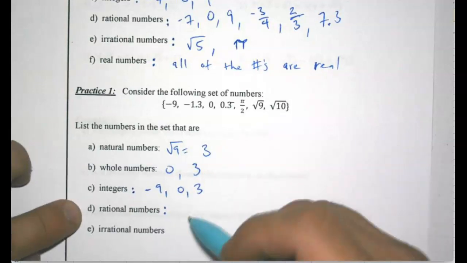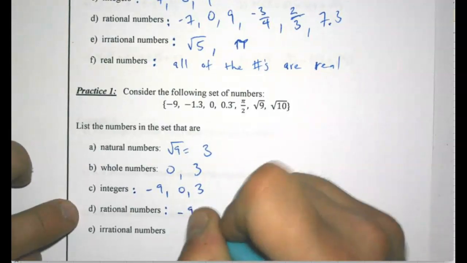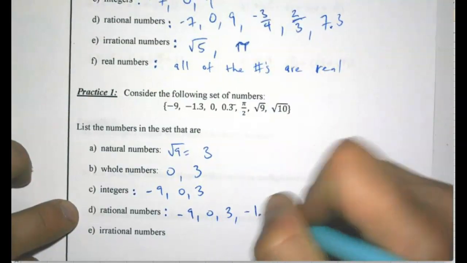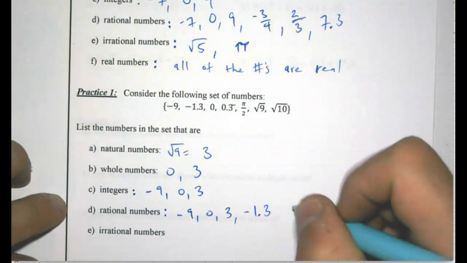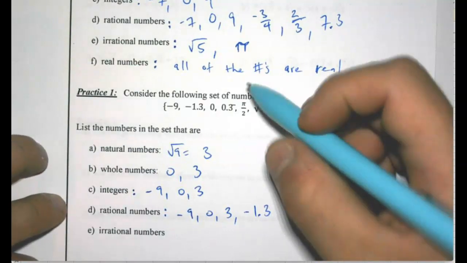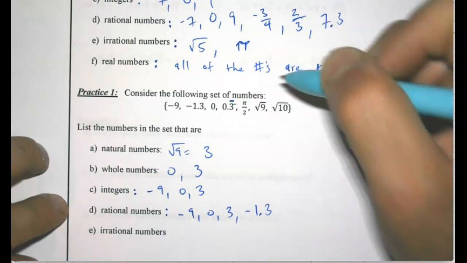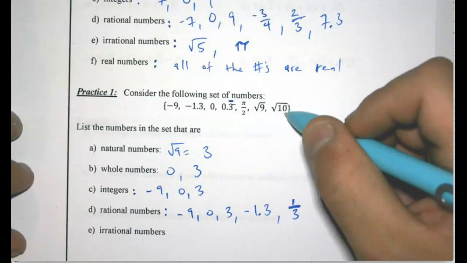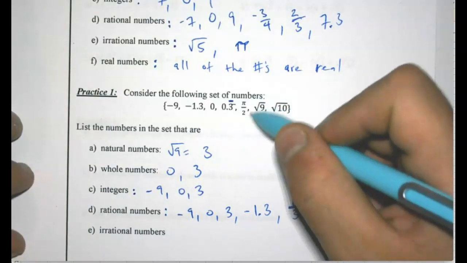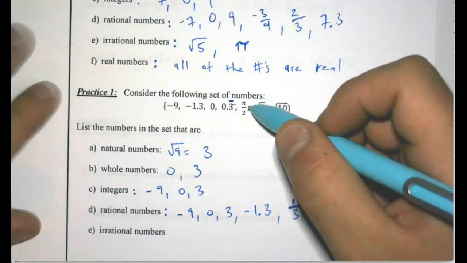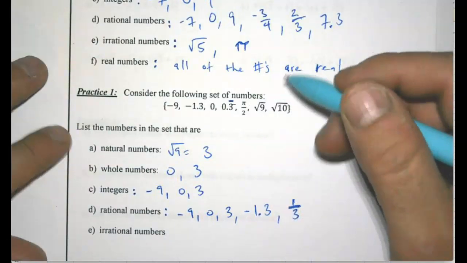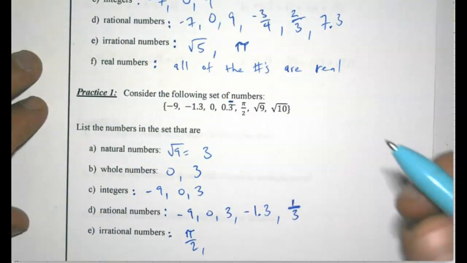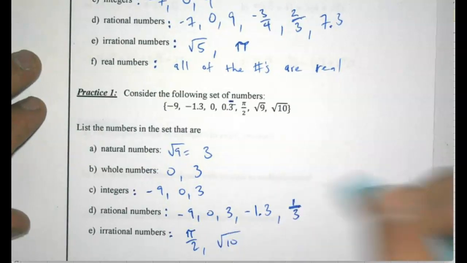So, rational numbers, anything I can write as a fraction. I could write -9, 0, or 3 as a fraction, so those all count. Now, -1.3, I can also write that as a fraction. This 0.3 is actually supposed to have a line above the 3, not on the side. The square root of 10 is not a perfect square. That's going to be an irrational number. And then pi, since pi is irrational, pi divided by 2 will stay irrational. So from that list, pi over 2 and the square root of 10 are the irrational numbers.